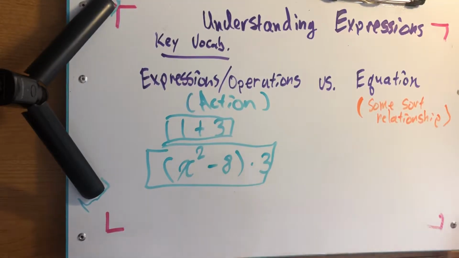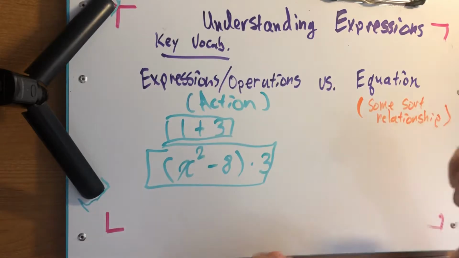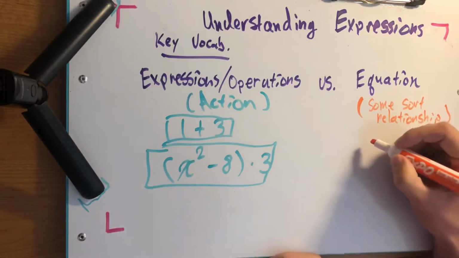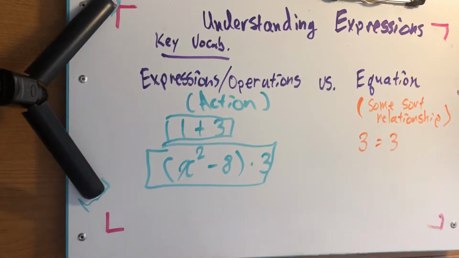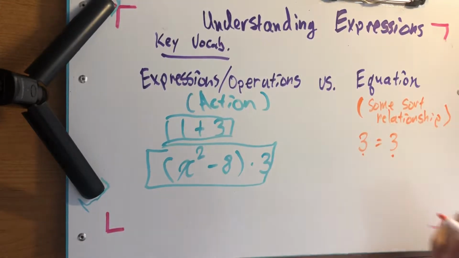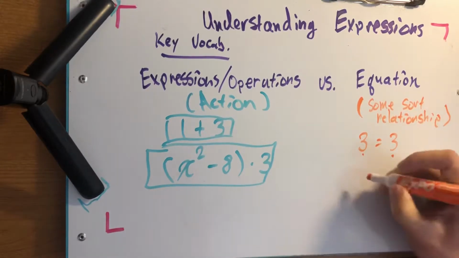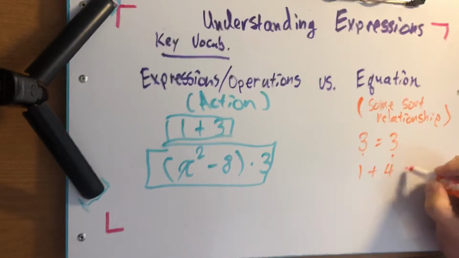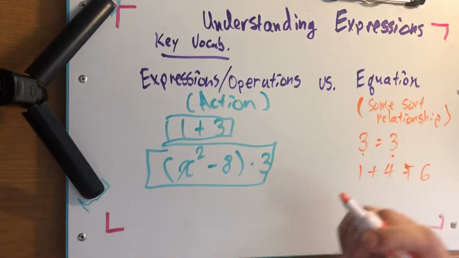With an equation, some sort of relationship means that we're comparing two things. Either they're the same, they're not the same, or something could be bigger. So we could say something like this. 3 equals 3. That's an equation because we're comparing these two pieces of things. 3, does that equal 3? True. So some equations, they might give you something that's not true. Or they might give you something that's missing a piece of information. We could have 1 plus 4 equals 6. And then you would have to cross out that equal sign because they're not the same thing.